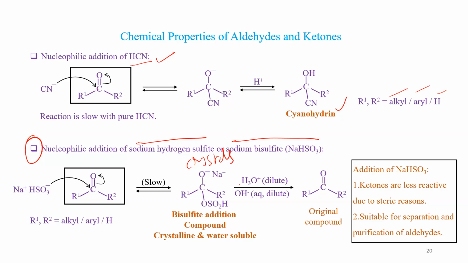Then I can get back the aldehyde by treating this crystal with an aqueous solution of an acid or an aqueous solution of a base, such as sodium hydroxide. I'll get back my aldehyde. Even ketone can undergo this reaction, but the reactivity will be low due to steric hindrance. So this is suitable for separation and purification of aldehydes. I can create the crystals and then separate the crystals. The pure crystals I can treat with an aqueous solution of acid or base, and I'll get the pure aldehyde.